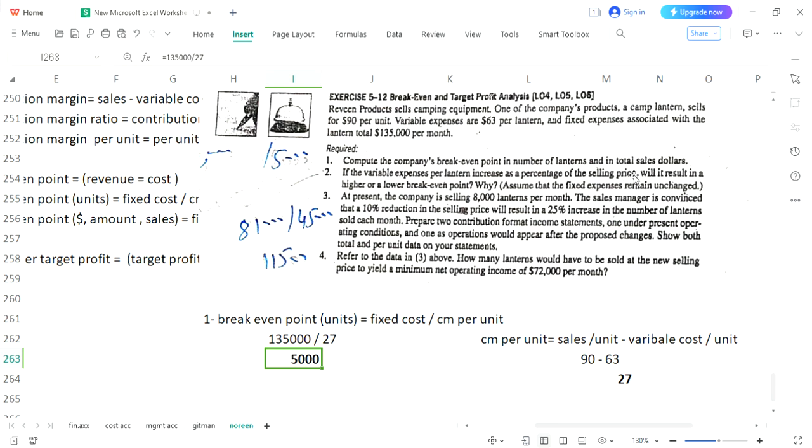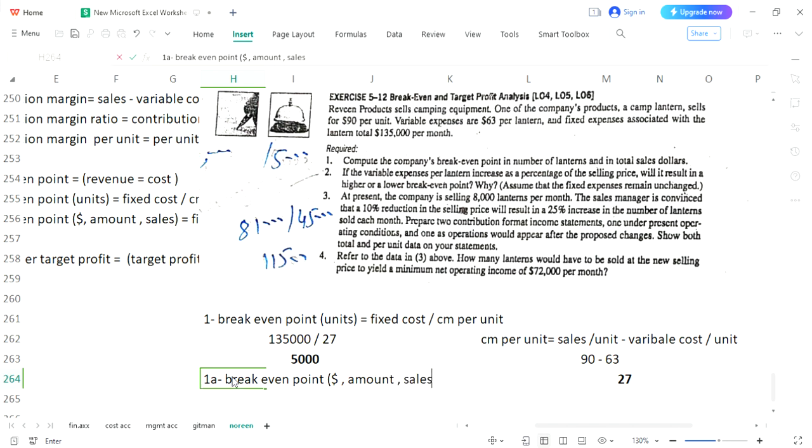Part 1B is asking for the break even point in terms of number and the break even point in terms of sales. So here we can consider it as 1B, where again the break even point is needed, but in terms of dollars, or in terms of amount, or in terms of sales; all these names are equivalent. And how would you calculate this break even point? You need your fixed cost and will divide it by the CM ratio.